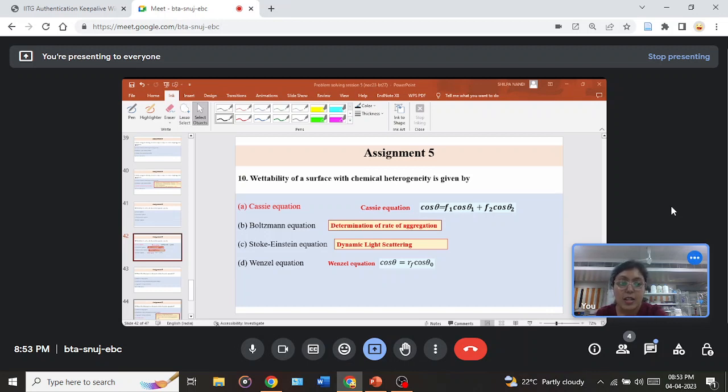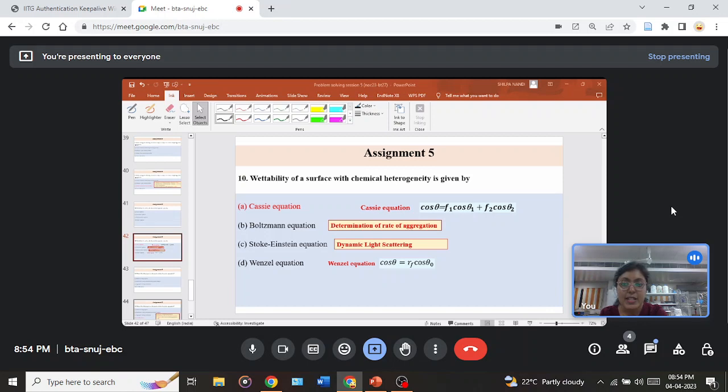It is I_t equal to I max times 1 minus e to the power minus kt, right? So in this particular equation also, it does not talk about the contact angle, and hence you can rule out this option. Basically, it is used for determination of rate of aggregation.